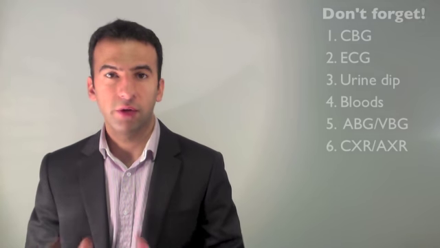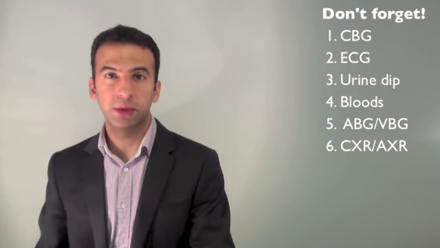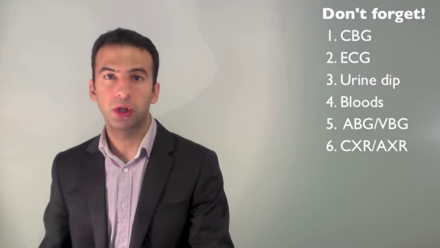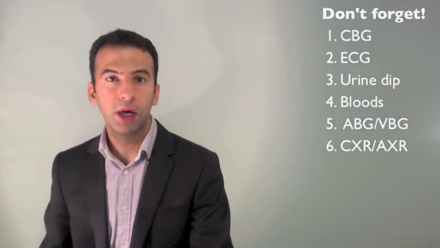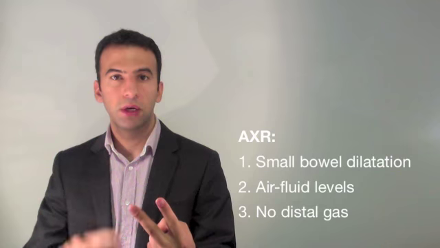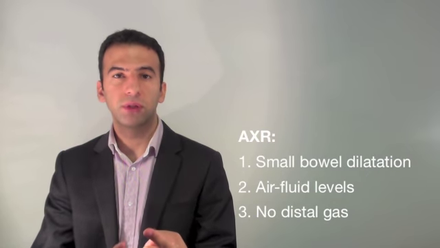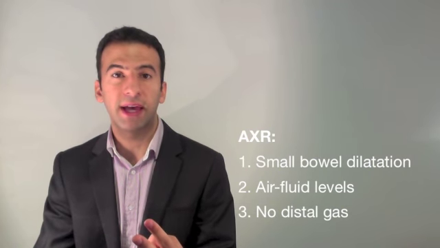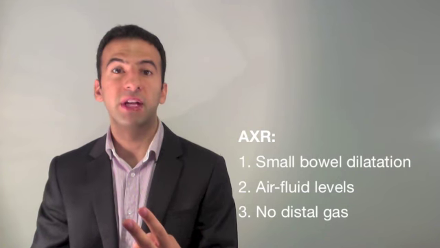Investigations, don't forget those simple six. Now in particular we'll touch on the abdominal film. Remember the signs of small bowel obstruction. You might find all or none of them, okay? So that's small bowel dilatation, air fluid levels in the small bowel, and an absence or paucity of gas distally, i.e. in the large bowel.